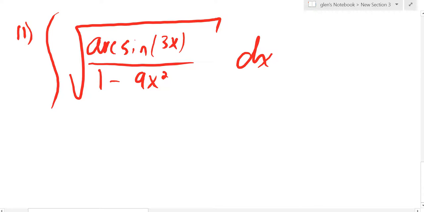Same thing with number 10. Number 10 had an ln in it. And whenever you see ln, either it simplifies or that's u. Whenever you see an arc trig function in an integral, that's going to be u.